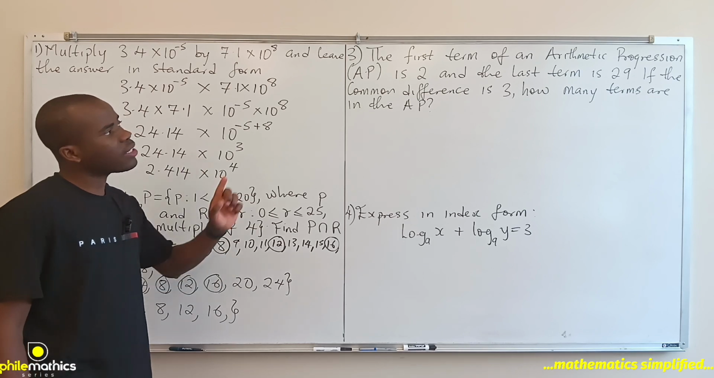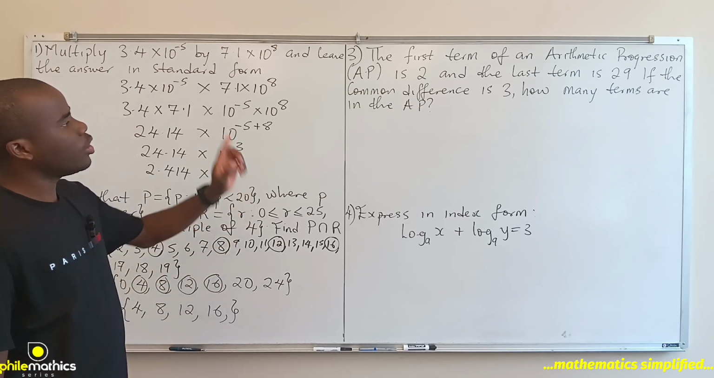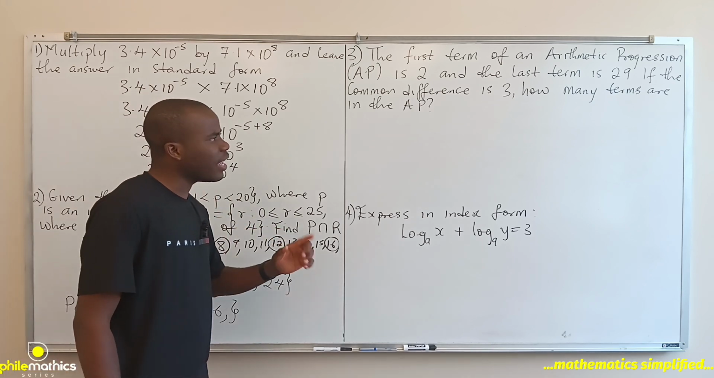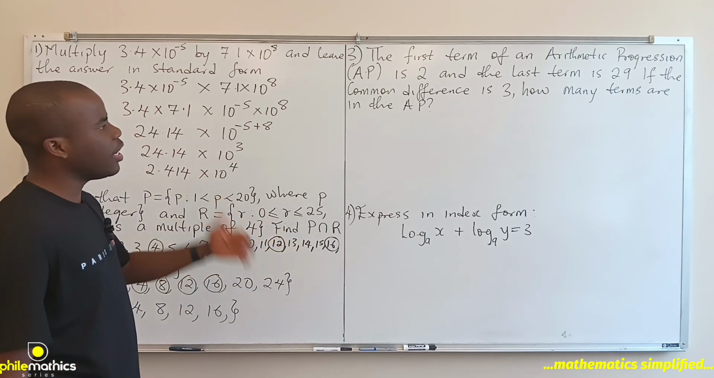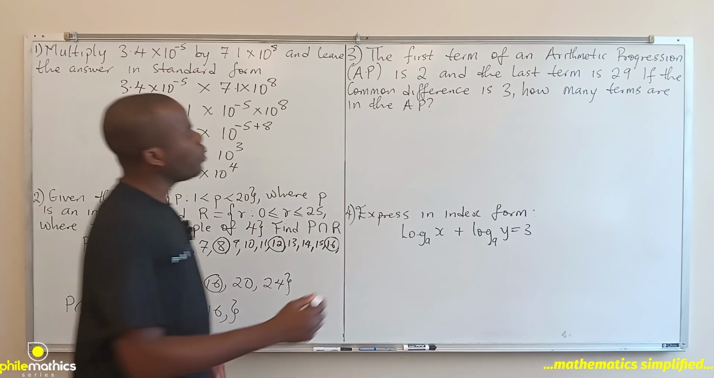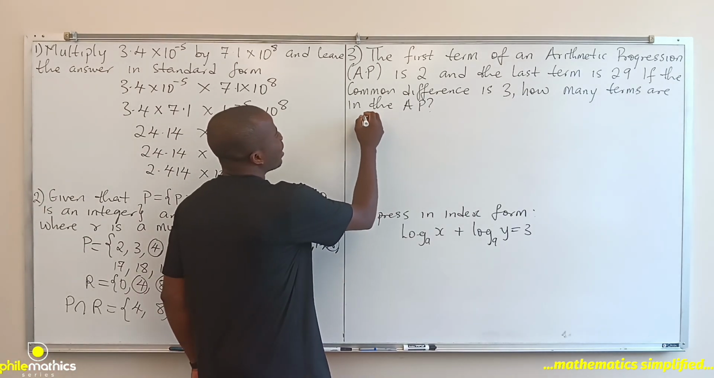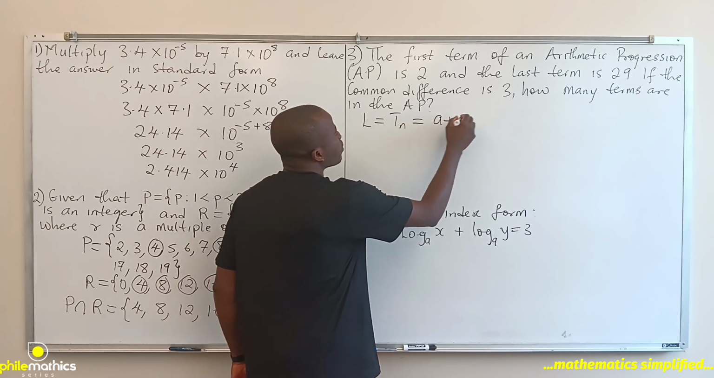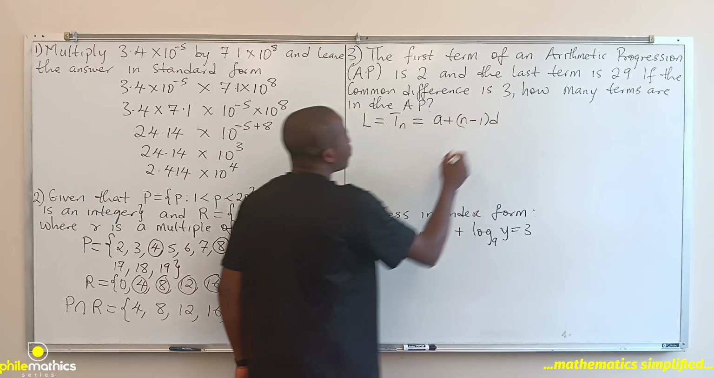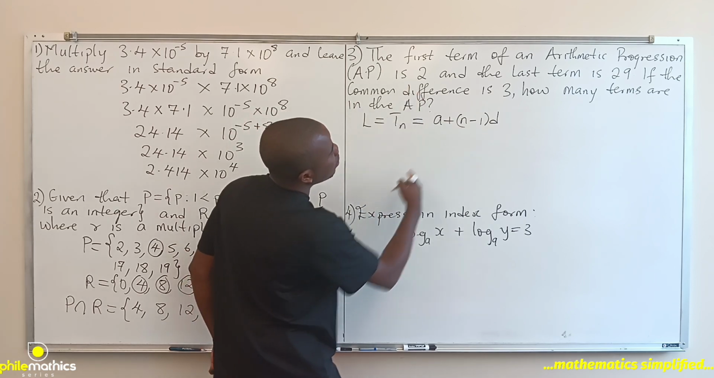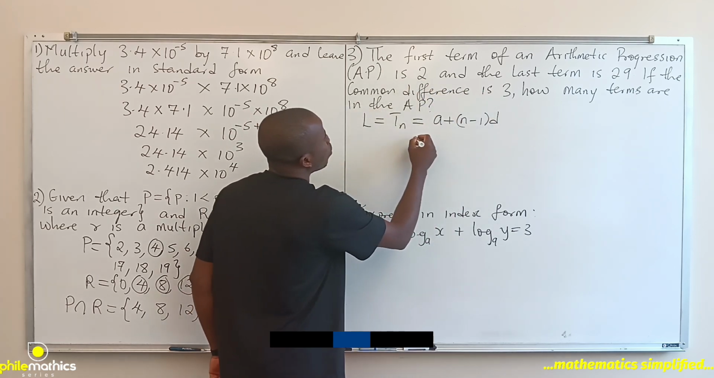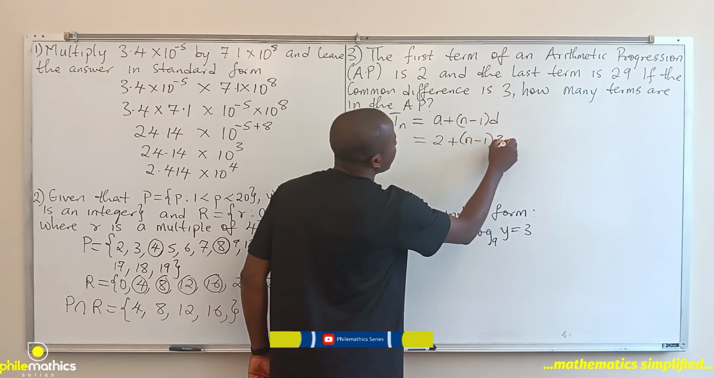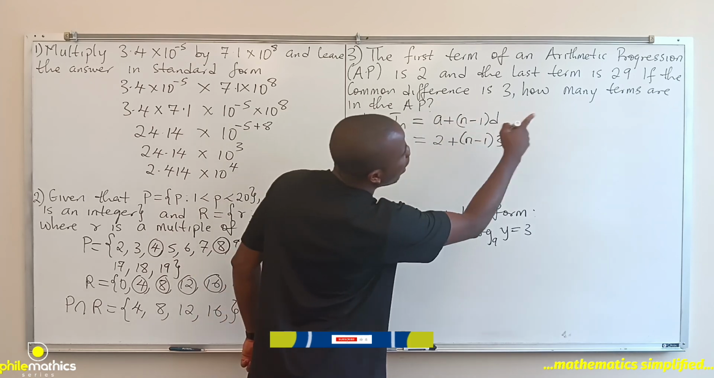Question 3 says the first term of an arithmetic progression is 2 and the last term is 29. If the common difference is 3, how many terms are in the AP? You recall the formula for AP. The last term is the same thing as the nth term of an AP, which is A plus n minus 1 times D. And in this case, our A is 2, we're looking for n, our common difference is 3, and we are given the last term as 29.